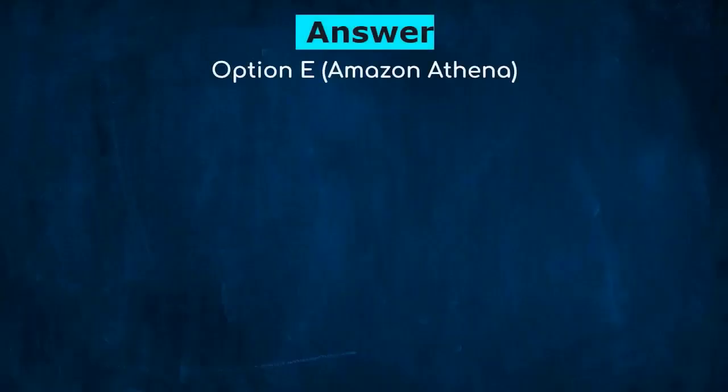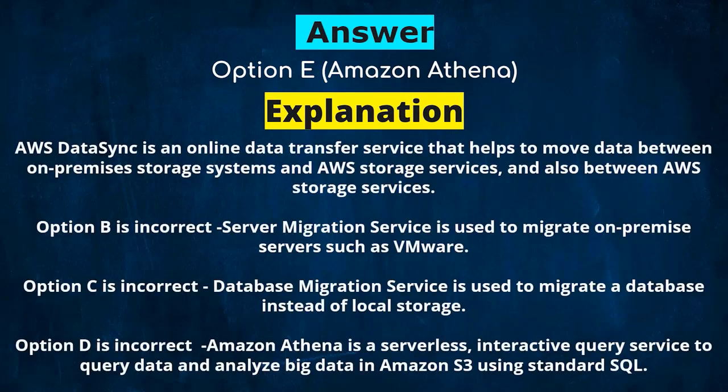Amazon Athena. Explanation. AWS DataSync is an online data transfer service that helps to move data between on-premises storage systems and AWS storage services, and also between AWS storage services. Option B is incorrect. Server Migration Service is used to migrate on-premise servers such as VMware. Option C is incorrect. Database Migration Service is used to migrate a database instead of local storage. Option D is incorrect. Amazon Athena is a serverless, interactive query service to query data and analyze big data in Amazon S3 using standard SQL.